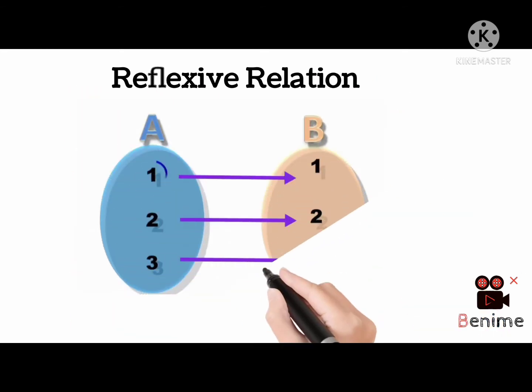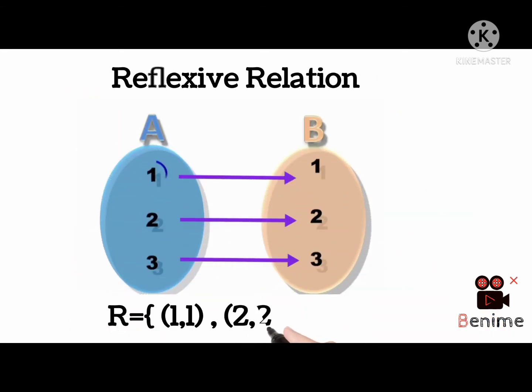Okay, so here's an illustration in reflexive relation. As we can see here in our illustration, there are connections between 1 to 1, 2 to 2, and 3 to 3. So our ordered pairs are (1, 1), (2, 2), then (3, 3). So it is reflexive relation because all the elements have the arrow to itself.